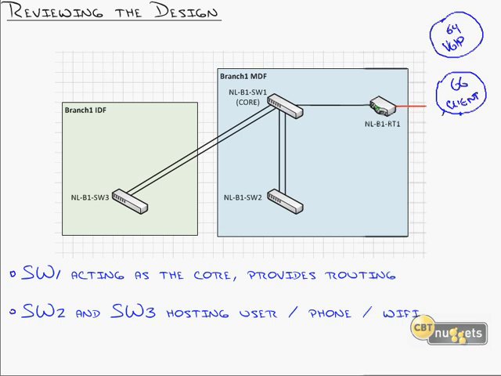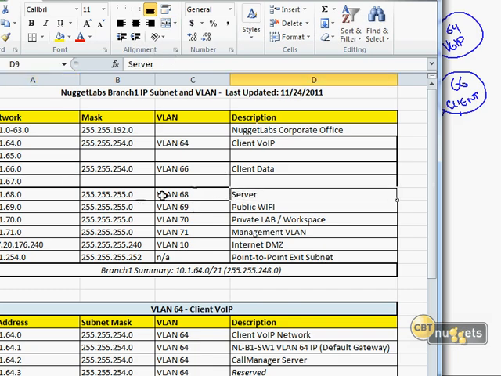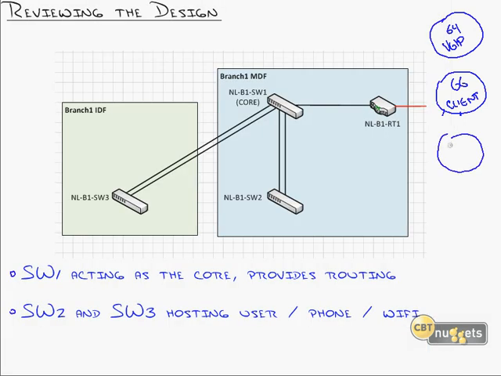We then, going back to the spreadsheet, have VLAN 68. That's going to be our server VLAN. So 68 is our server. Why did I create that VLAN? Number one, so that I've got my own pool of addresses. I'm not competing for IP addresses with the clients. I'm not overlapping the DHCP scope in any way to manage my servers.